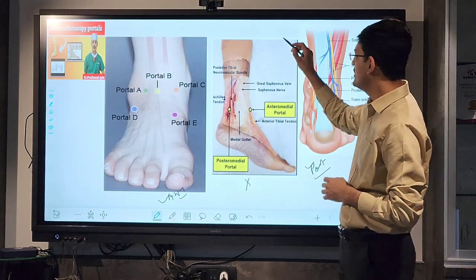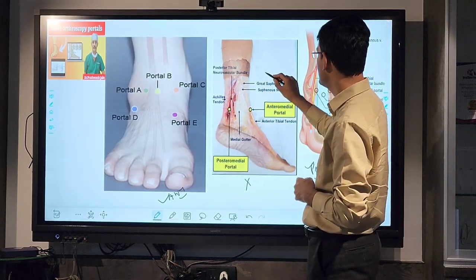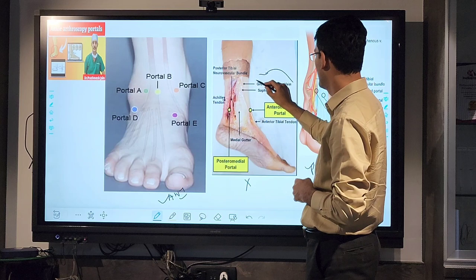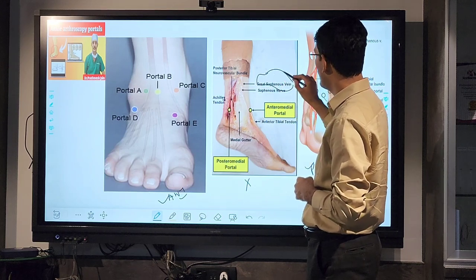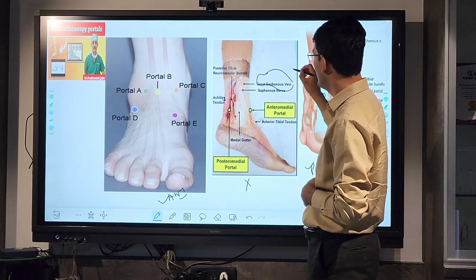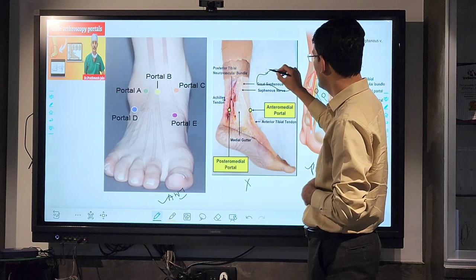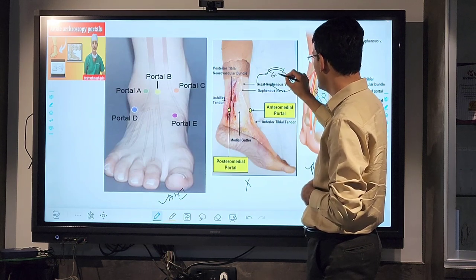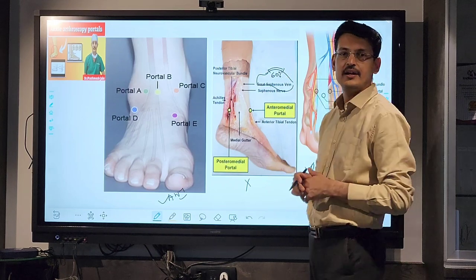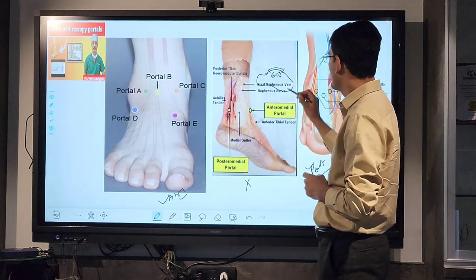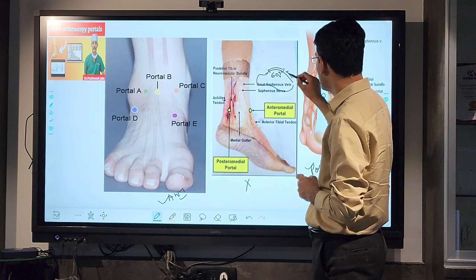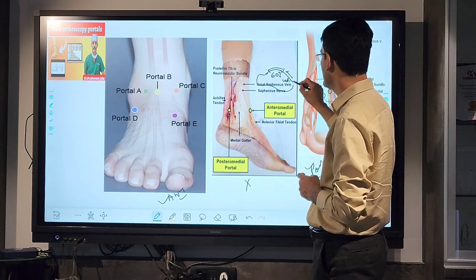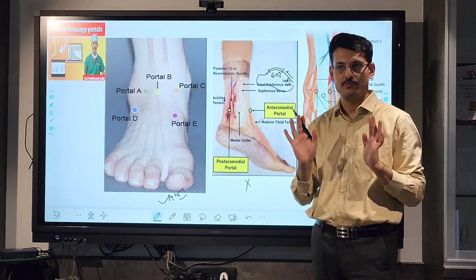Normally, if this is your talus, you can almost achieve approximately from here to here, that is the anterior 60% exposure, with anterior ankle arthroscopy. For the last 40%, it is better that you do a posterior ankle arthroscopy. I am talking about the talus, pure talus.